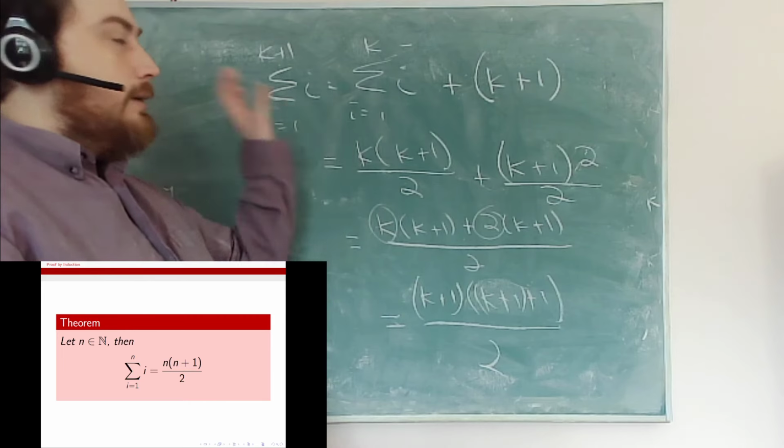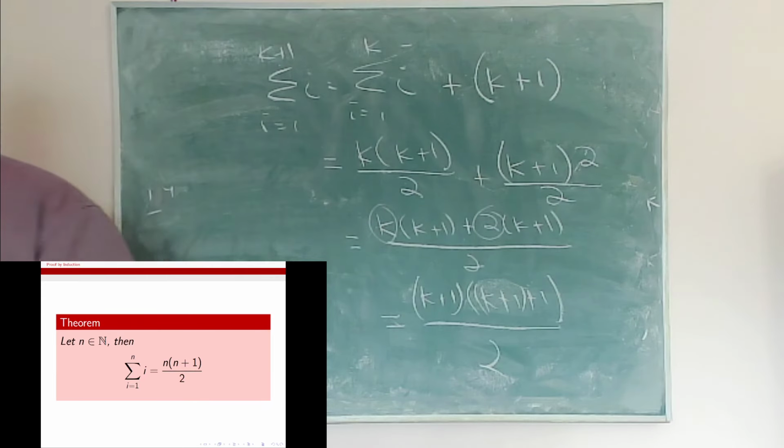So now I know that, yes, indeed, the sum from 1 to n of i is equal to n times n plus 1 divided by 2, and that will be true for all natural numbers n. All right.